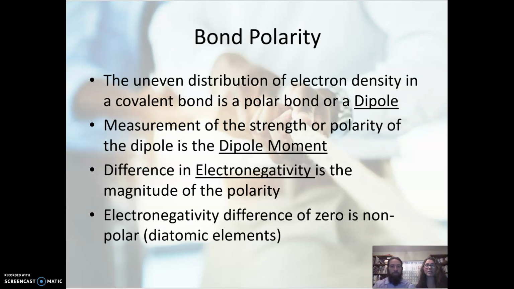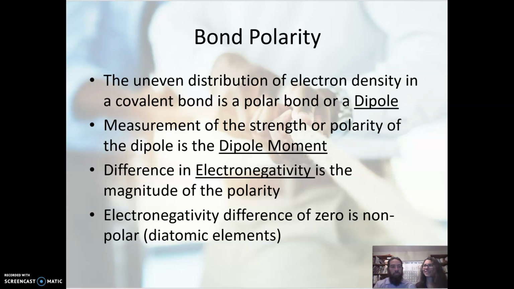So with bond polarity, we have an uneven distribution of electron density that creates a larger negative density on one side than the other, so that's a difference. And we measure this strength with what we call the dipole moment. It comes from a difference in electronegativity that we've talked about, and an electronegativity difference of 0 would be a nonpolar bond.